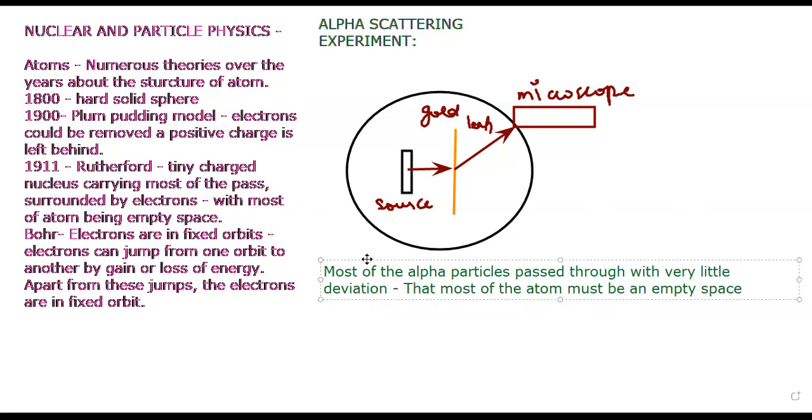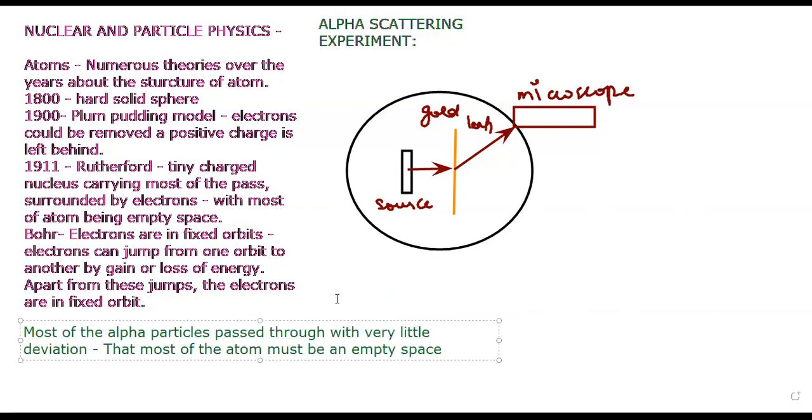Now, what happened after that is quite interesting. After that, they started to notice that in certain cases, they were getting very huge deflections. So if we talk about it, let's say that this is my gold leaf. This is my gold particle. And this is the nucleus in the center.